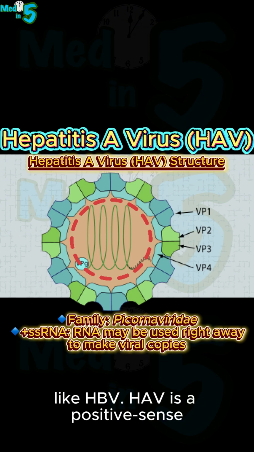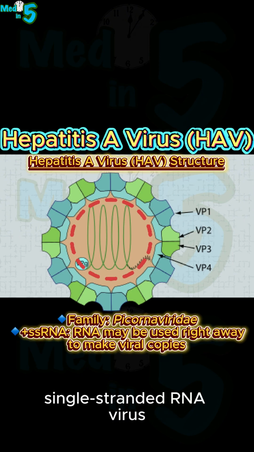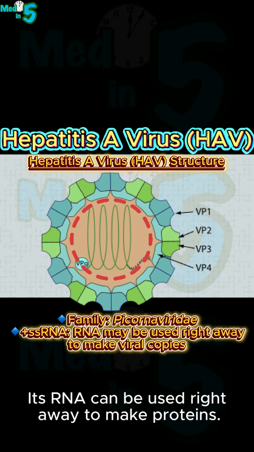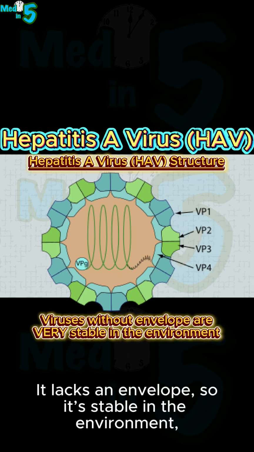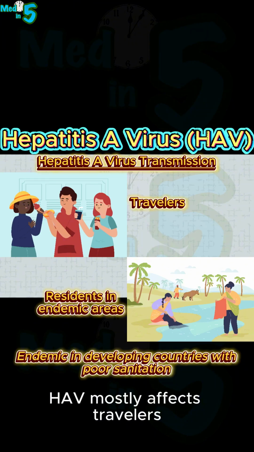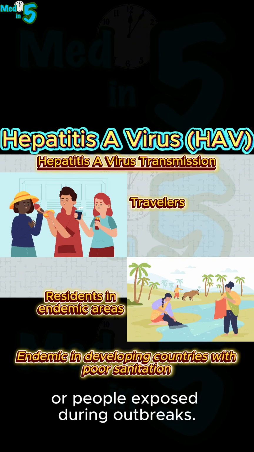HAV is a positive sense single-stranded RNA virus from the Picornaviridae family. Its RNA can be used right away to make proteins. It lacks an envelope, so it's stable in the environment, able to survive in food or water. HAV mostly affects travelers or people exposed during outbreaks.